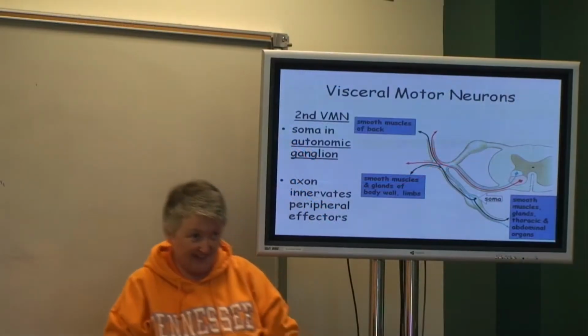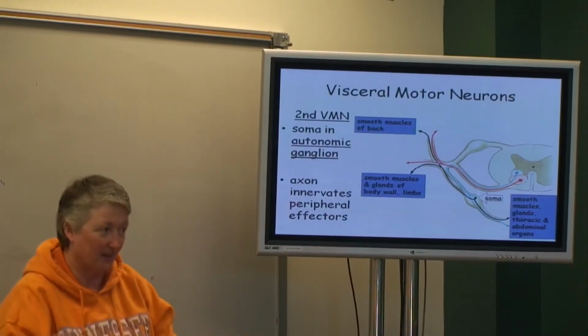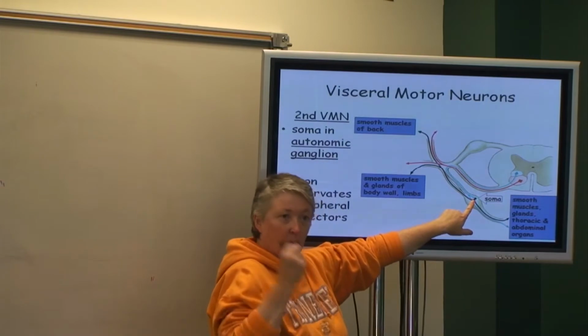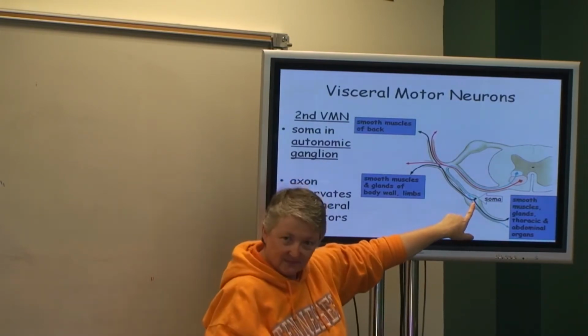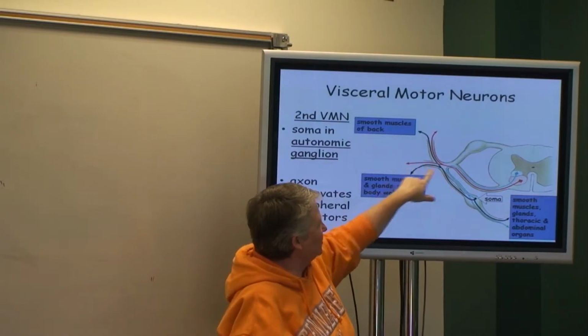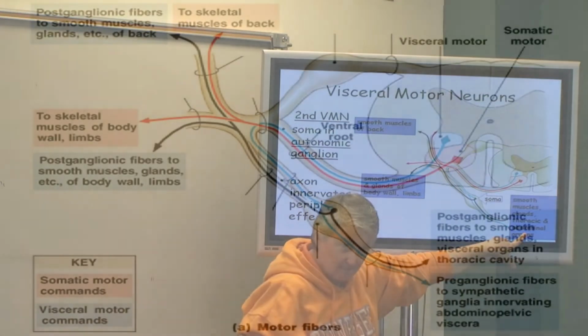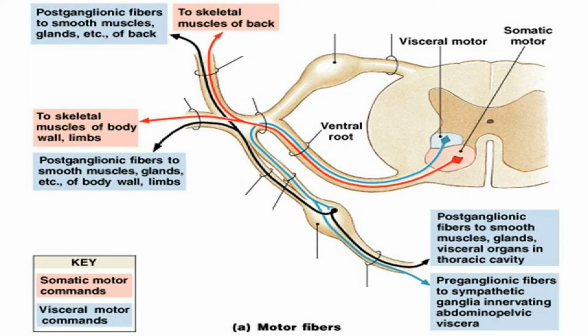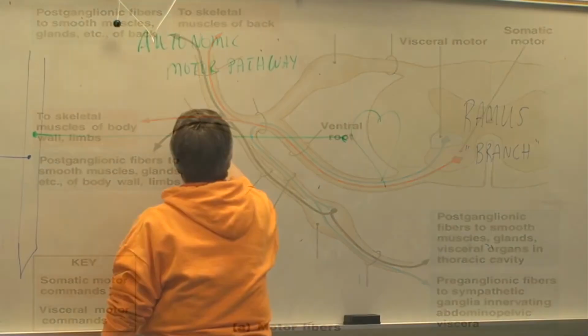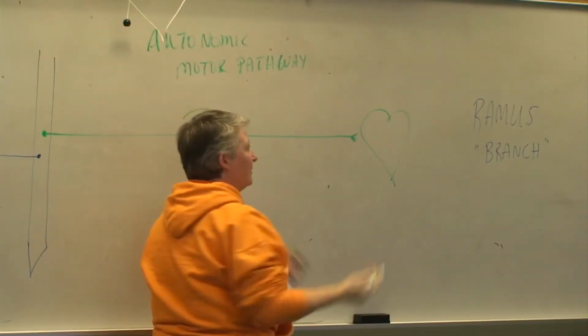But the guts, your organs, that visceral motor neuron axon doesn't go back here to go here, it goes out this way. See that? Let me give you another vocabulary lesson. This neuron, the first visceral motor neuron, is going to synapse with the second visceral motor neuron in a ganglion somewhere, right? So this would be my ganglion, my autonomic ganglion.